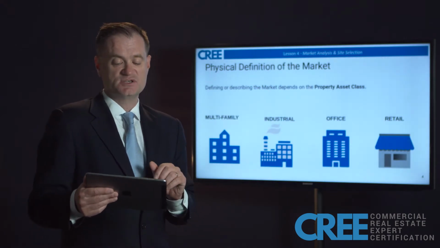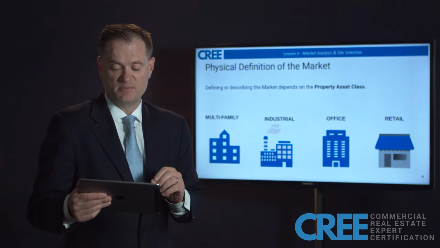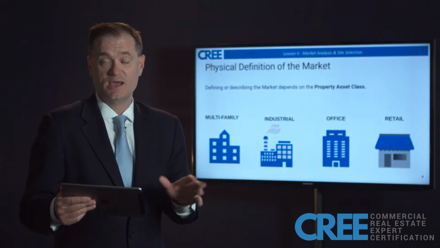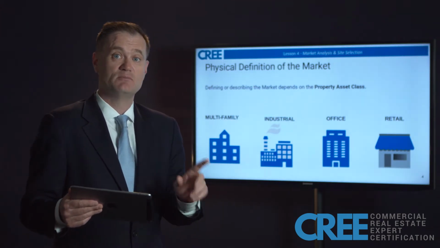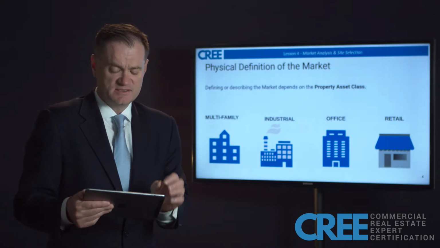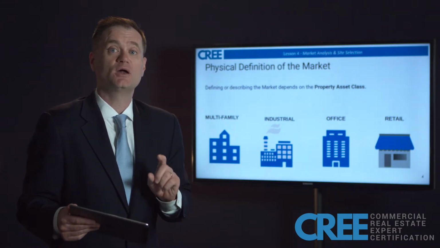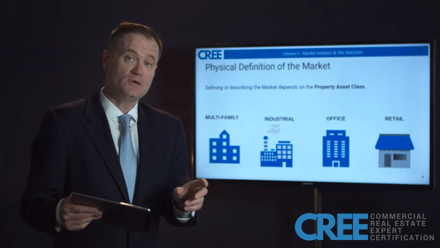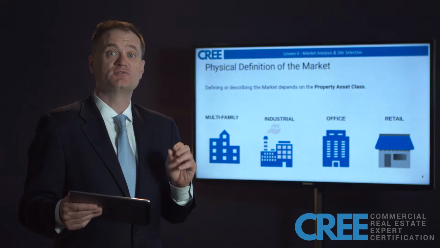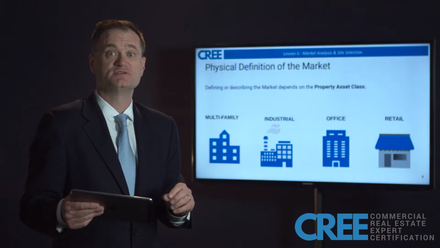Let's talk about the physical definition of the market. Defining or describing the market depends on the type of asset. So again, we've got those 4 asset classes. We've got multifamily, industrial, office, and retail. And how we do analysis is going to differ depending on which property type we're looking at. So what's unique for multifamily is not going to vary directly for an industrial or office or retail.